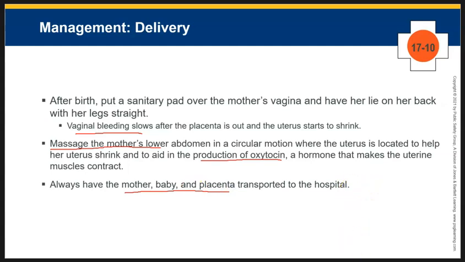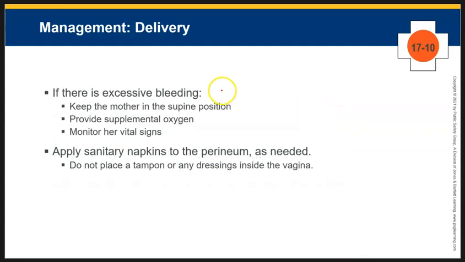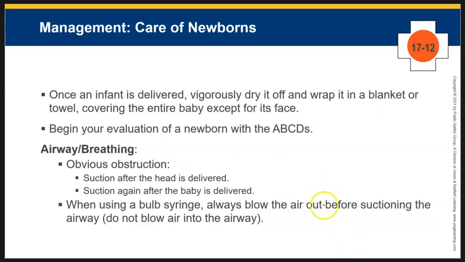Now, if there's excessive bleeding, we're essentially going to be treating for shock. The mother will stay in the supine position, we'll provide supplemental oxygen, and monitor vital signs. We can use dressings, in this case sanitary napkins, outside the vagina and the perineal area. Considering the newborn, once the infant is delivered, we can vigorously dry it off. This will typically stimulate the newborn to begin breathing on its own.